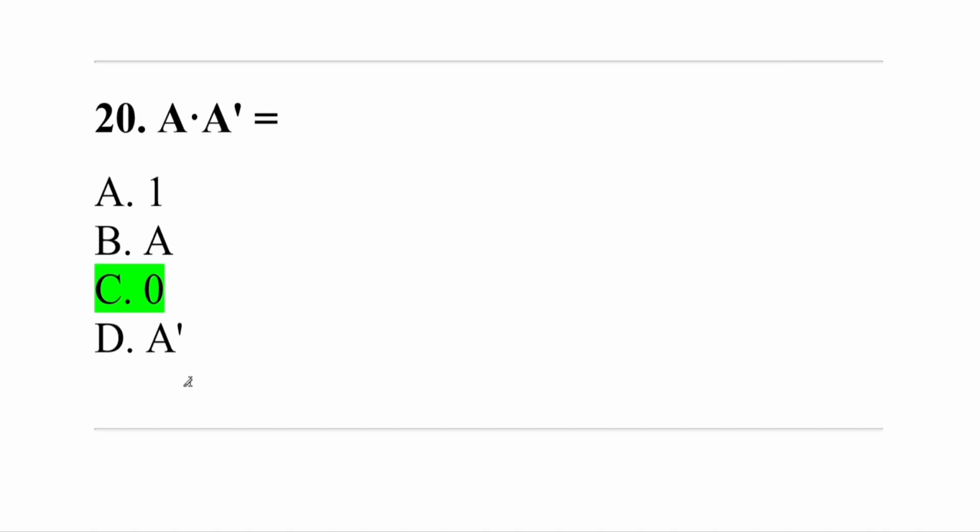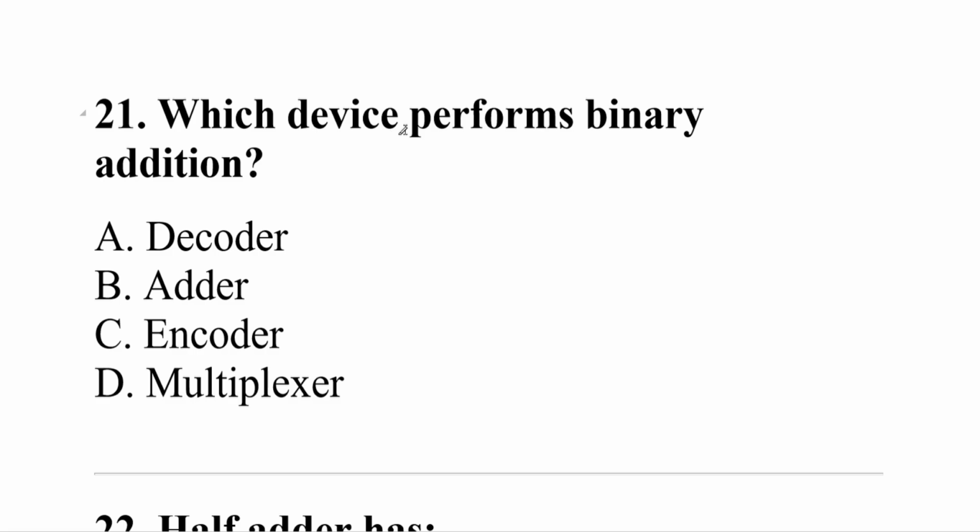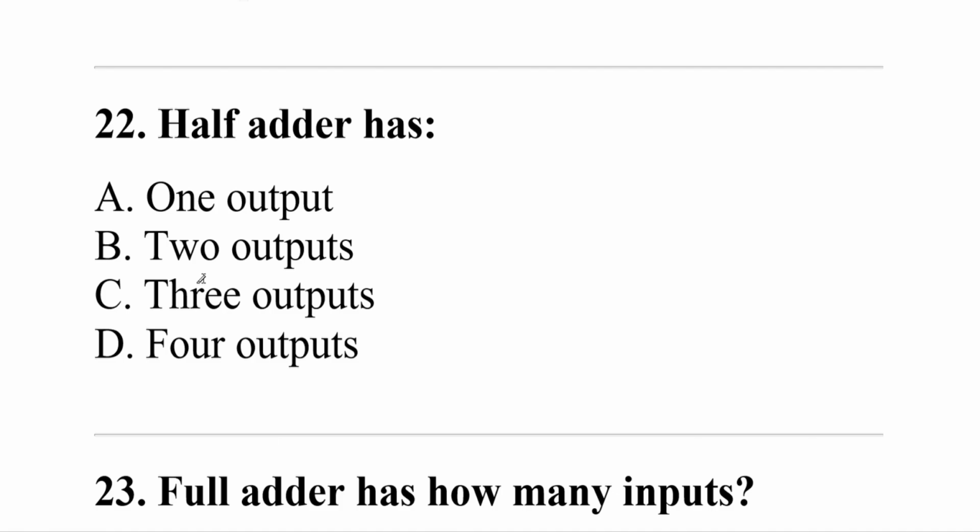Moving ahead to question number 21. Which device performs binary addition? Option A decoder, B adder, C encoder, D multiplexer, and the correct answer is option number B, that is adder. Moving ahead to question number 22.